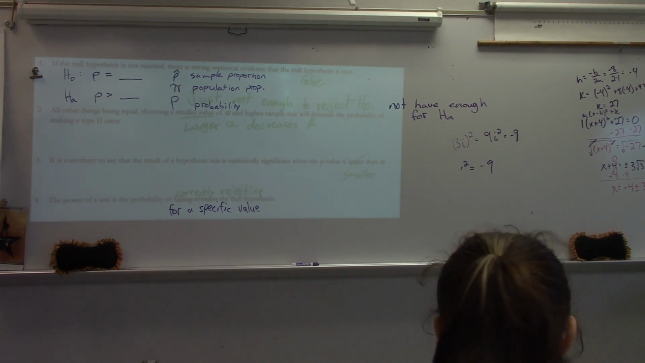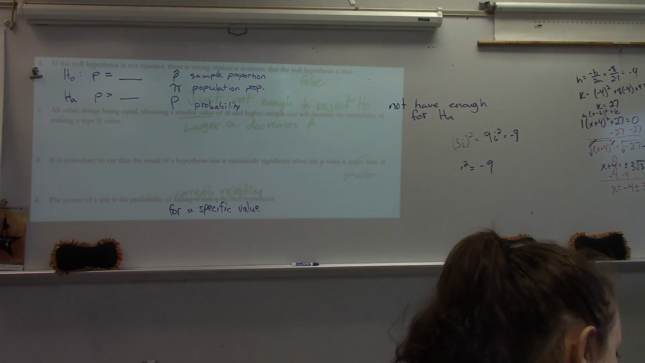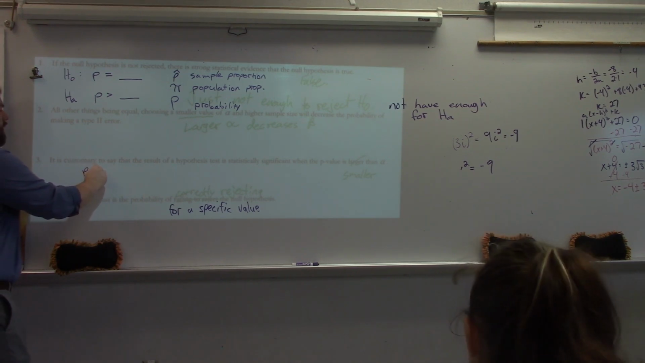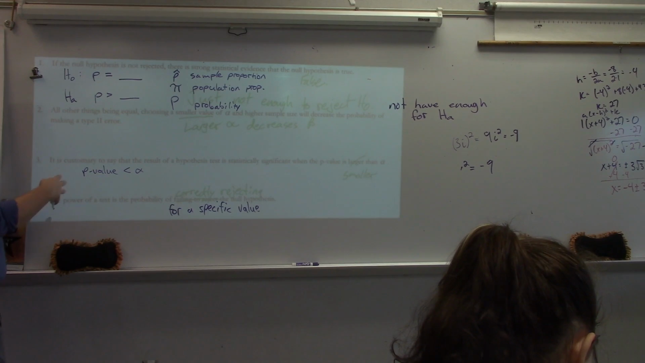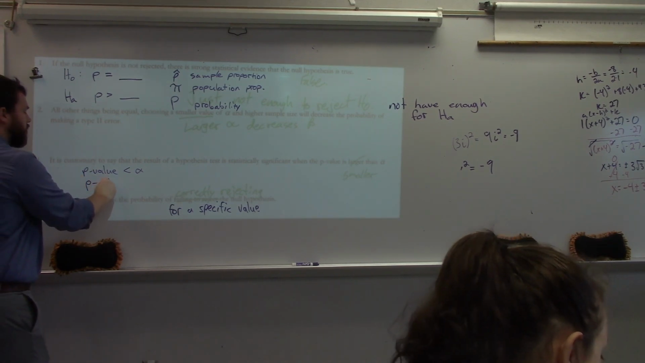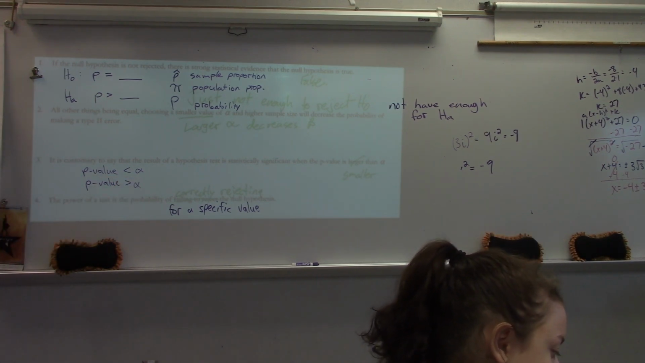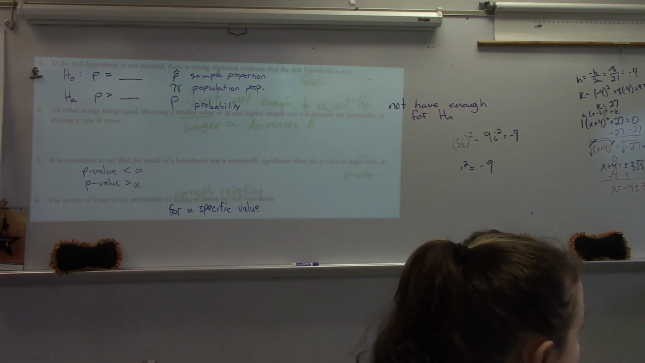It is customary to say that the result of a hypothesis test is statistically significant when the p-value is smaller. Remember, if the p-value is less than alpha, that's statistically significant. We reject the null hypothesis. If the p-value is greater than alpha, we don't have enough evidence for the alternative and we fail to reject the null hypothesis. And they're giving us the p-value on the test, right?